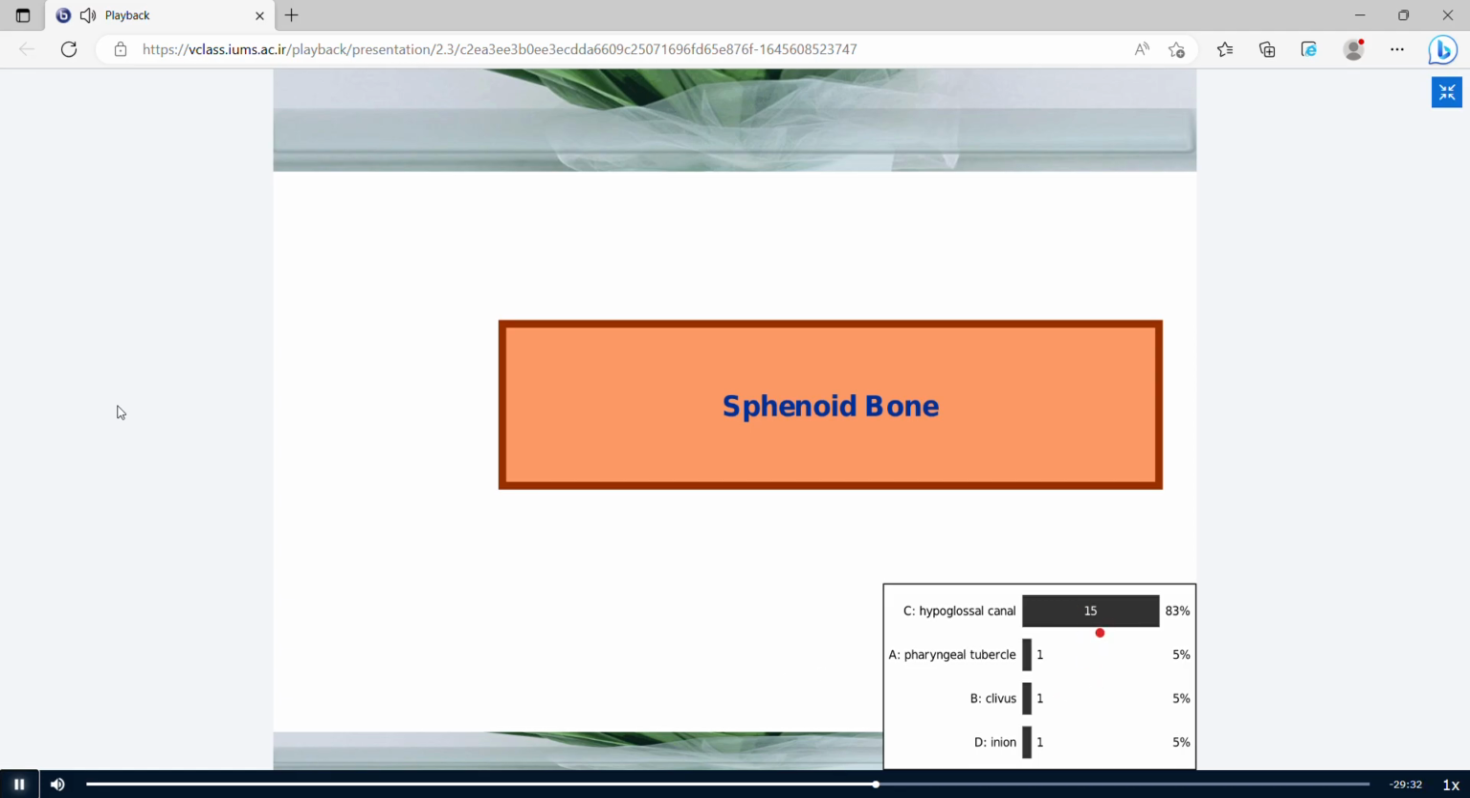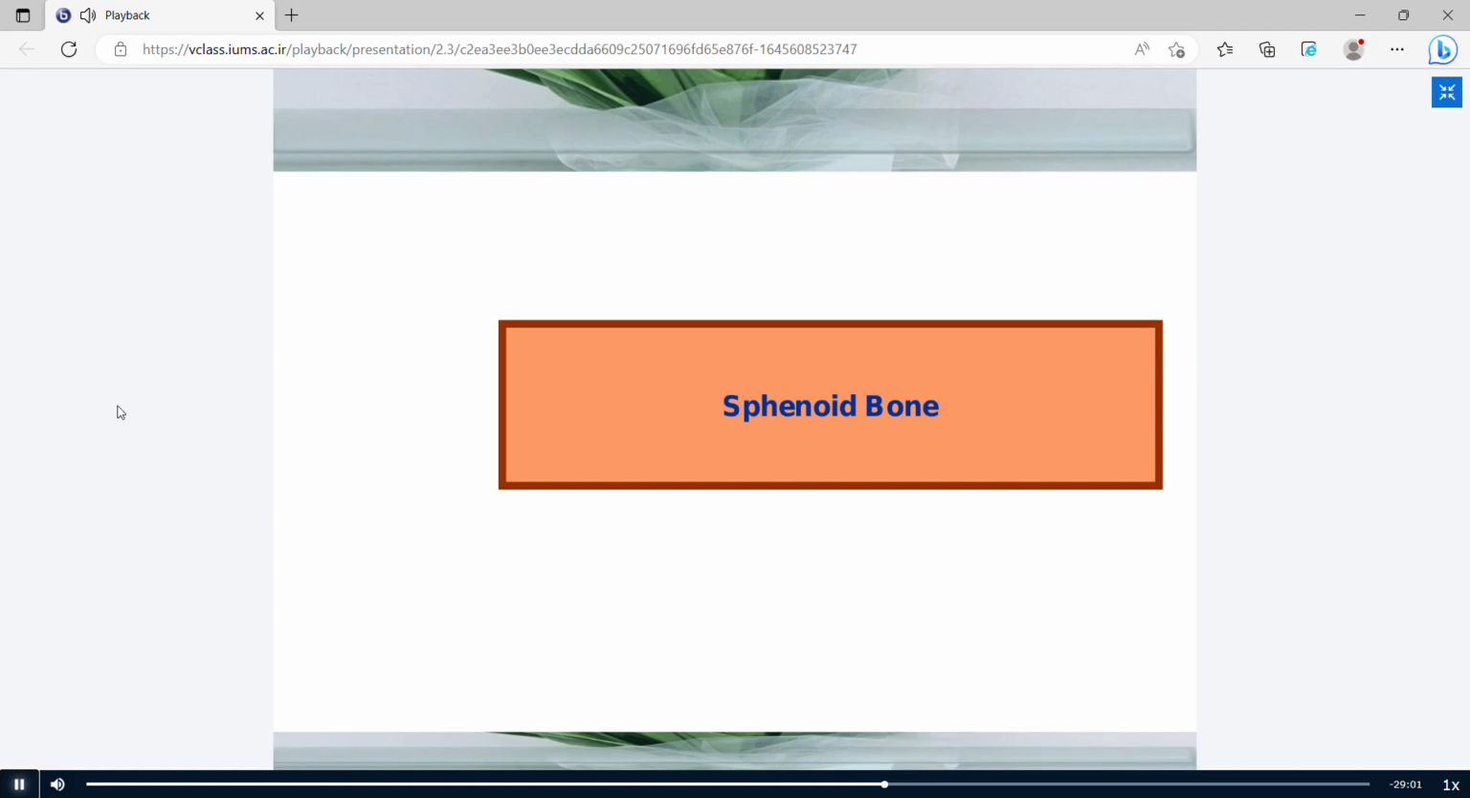15 students answered correctly. The hypoglossal canal is located in the lateral part of the occipital bone, but the pharyngeal tubercle is located in the basilar part, and the clivus is located in the basilar part, and the inion is located in the squamous part of the occipital bone. Thank you.